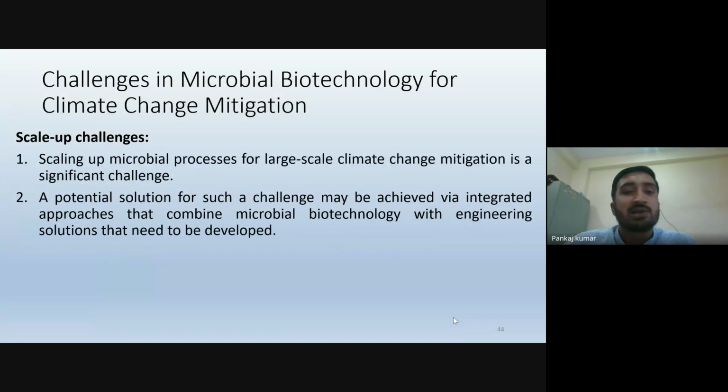Now, what are the challenges in microbial biotechnology for climate change mitigation? As we have learned, these are beneficial, but there are some challenges. So one is the scale-up challenge. Scaling up microbial processes for large-scale climate mitigation is a significant challenge. But the solution for that challenge is integrated approaches that combine microbial biotechnology with engineering solutions that need to be developed. So with the help of engineering solutions, microbial biotechnology can be transformed at a large scale.